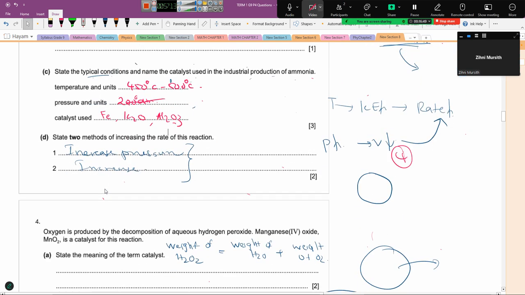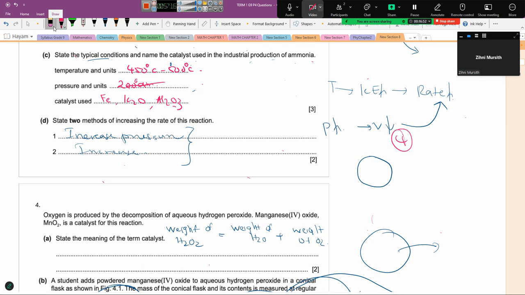Now in part D they are asking: state two methods of increasing the rate of reaction. So what are the methods that we can use to increase the rate of reaction? We could utilize a catalyst, increase pressure, or increase temperature.